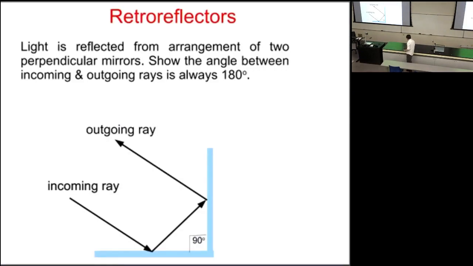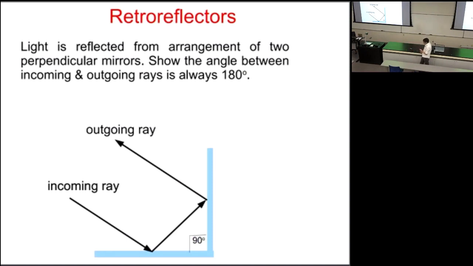Okay, so this example is an example of using the law of reflection, and we're going to understand how the retroreflector works. To make things a little simpler, the retroreflectors on the moon are three-dimensional, with three mirrors arranged perpendicular to one another. We're going to think of a two-dimensional example where we just have two mirrors that are perpendicular to one another. So this would be a two-dimensional retroreflector.